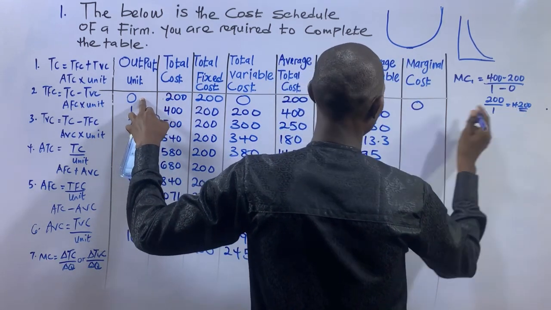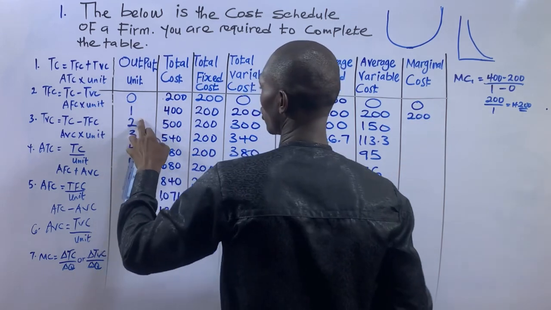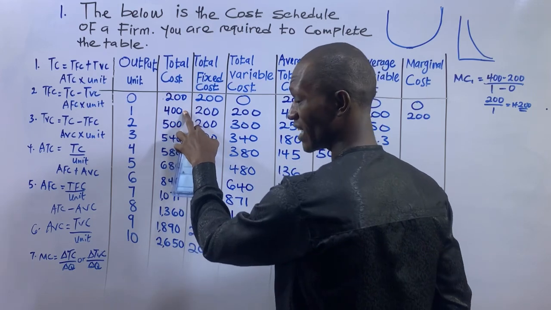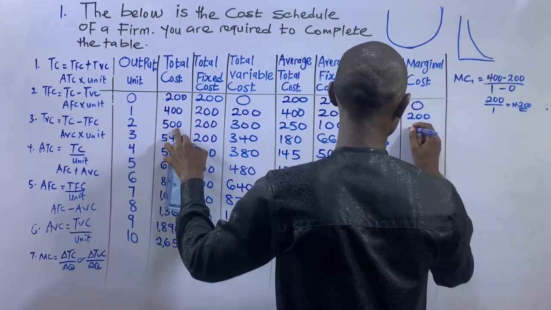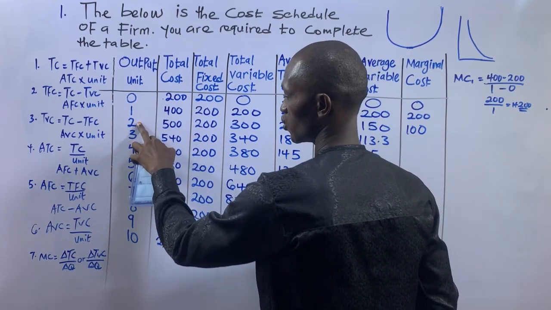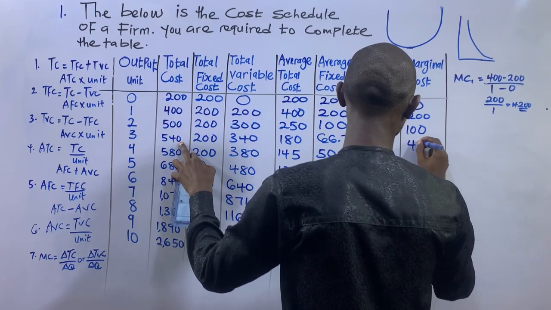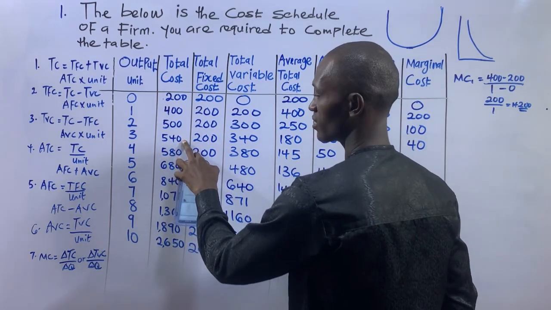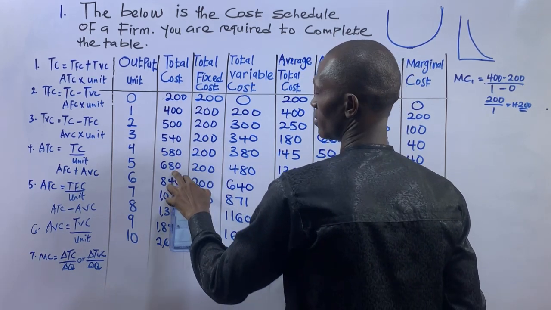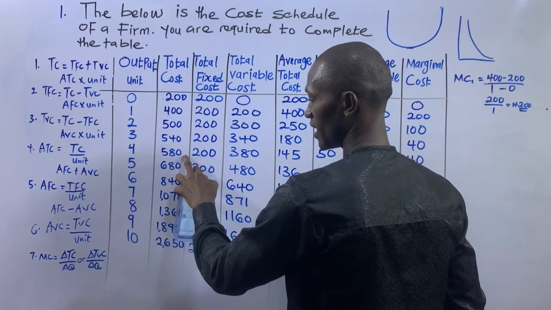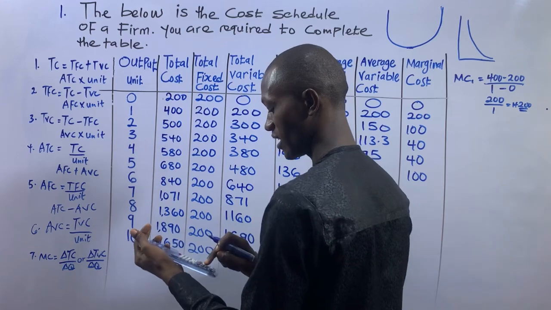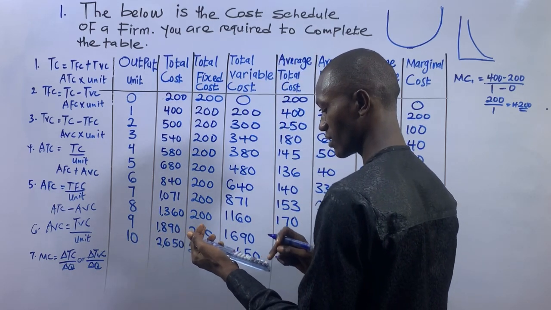That's the marginal cost for 1 unit of output. The marginal cost 2 now, that's 500 minus 400 divided by 2 minus 1. That gives us 100. 540 minus 500 divided by 3 minus 2, that gives us 40. 580 minus 540 divided by 4 minus 3, that gives us 40. Then 680 minus 580 divided by 5 minus 4, that gives us 100. You can see it's very simple to understand.